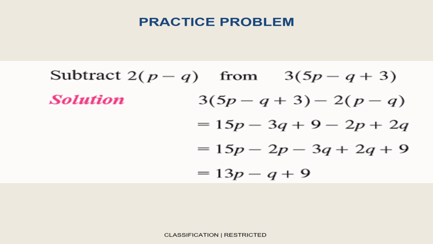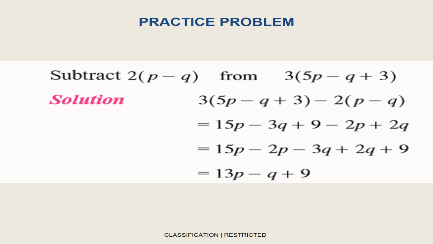Subtract minus 2 into p minus q. First of all, you multiply with each term. 3 into 5, 15p, minus 3 into q, 3q, plus 3 into 3, 9. Here you see, next one, minus 2 into p. What is that? Minus 2p. Minus into minus, plus 2 into q, 2q.